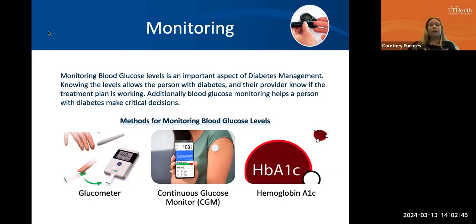There are a couple of different ways of monitoring blood sugar levels. There's the traditional glucose monitoring, where you prick the finger, put the blood drop on the strip, and it tells you a number.